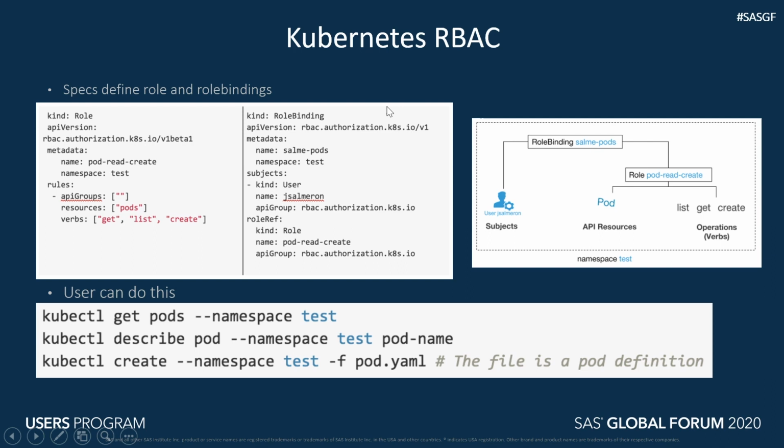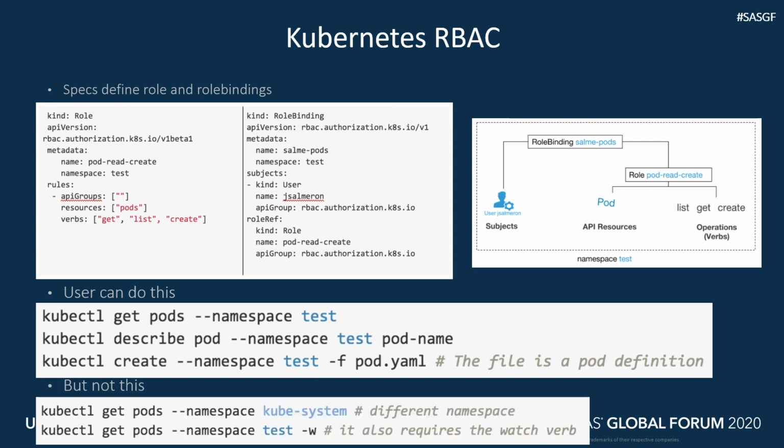So that means that in this case, this user could do these kinds of things. They could get pods, that's allowed from the role. You can describe the pod, create a namespace, those kinds of things that are described, but they wouldn't be able to do things like get the pods from a different namespace or get the pods with the -w, which would require the watch verb to be included in the permissions.